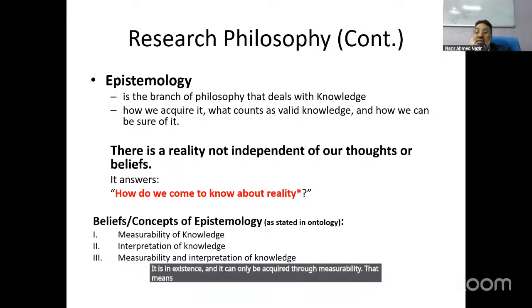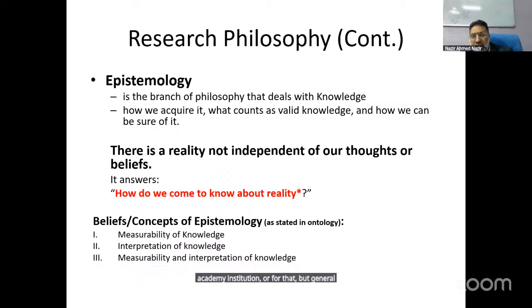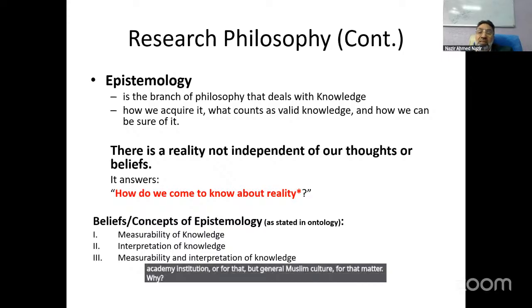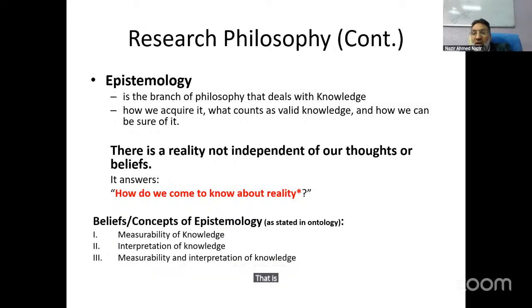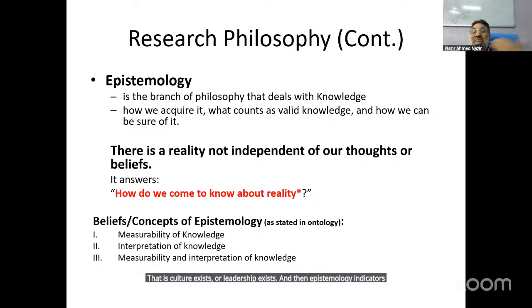That means a researcher will come up with a questionnaire and he will go to an academic institution. Depending upon the sample that he chooses, he will go to different kinds of faculty members, and maybe, if he has chosen non-teaching staff as well, he may go to them in order to discern and know about the existence of leadership style in a given academic institution, or organizational culture for that matter. Why? Because the belief is that there is only one reality, that is, culture exists or leadership exists. And then epistemology indicates that we can measure it also.